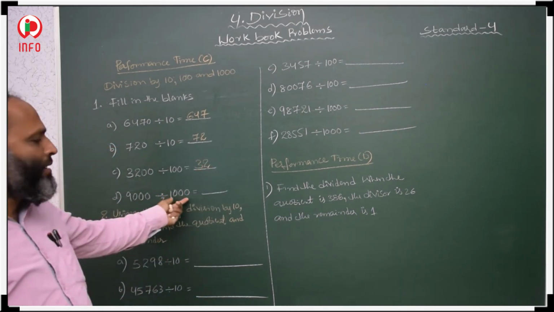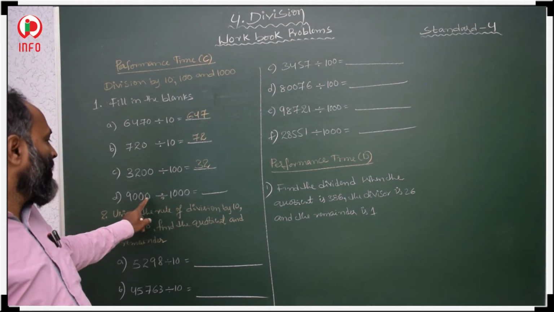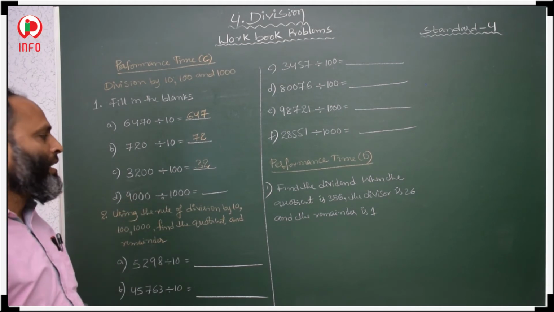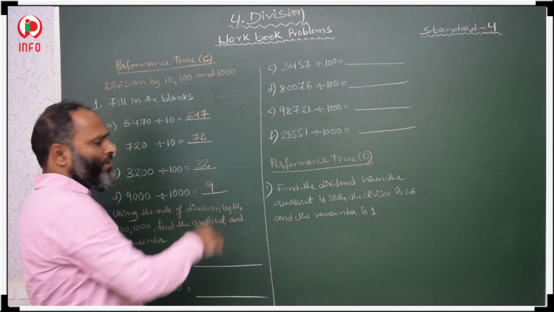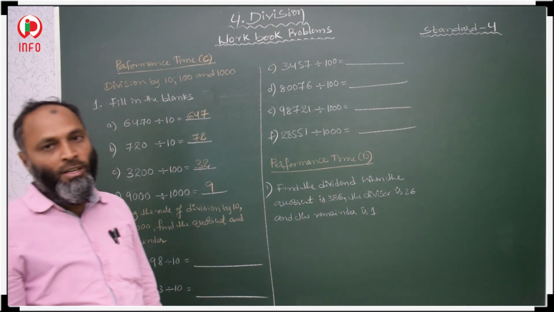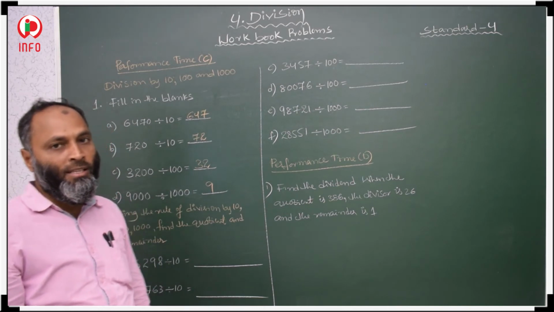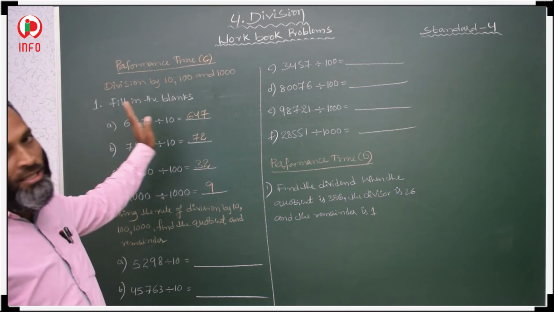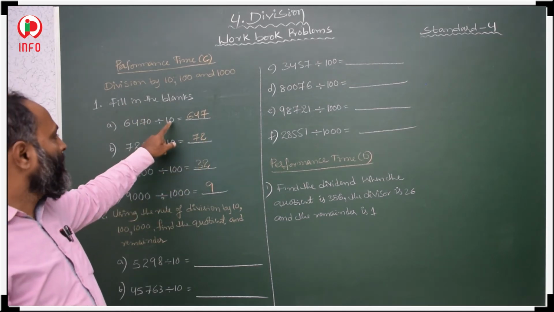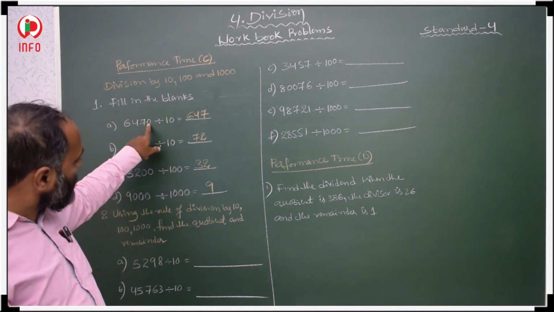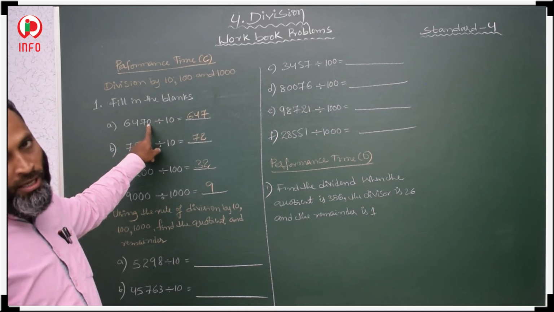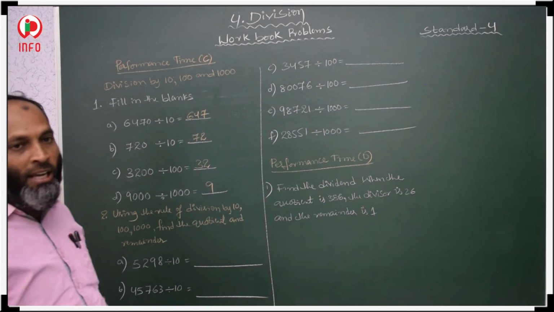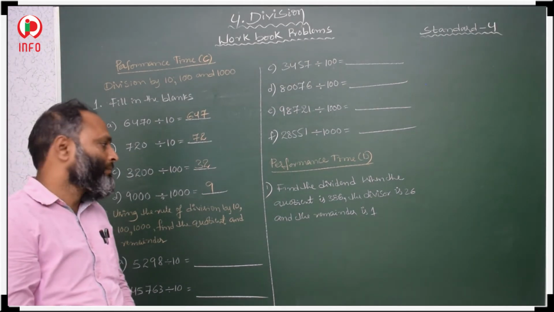When we divide by 1000, the last three places are the remainder: 0 0 0. All are zeros, so there is no need to take them. The quotient is 9. In this way we have to check and write the quotient after dividing. Just check how many zeros are there, remove them and write. If the ones place is 0, then the remainder is 0, and other than that, all the rest is the quotient. Likewise 100 and 1000 are also the same.